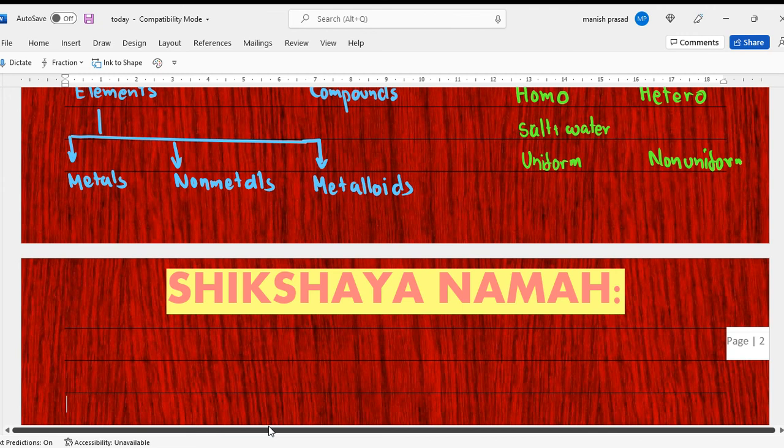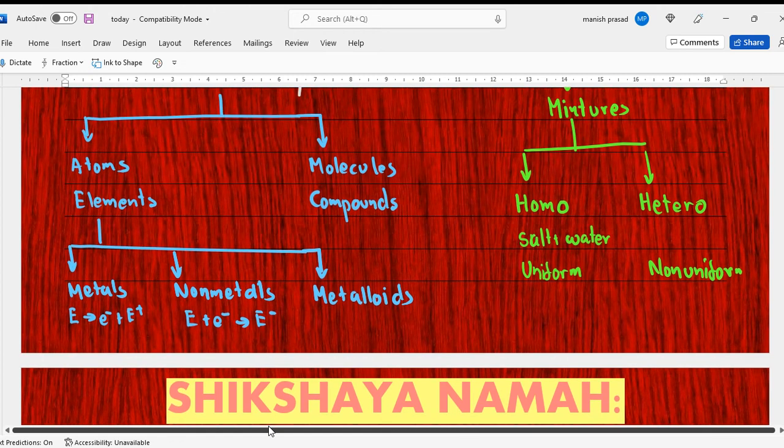Metals are substances, I'll give you the main definition: any element that can lose electrons to become positively charged is a metal. Non-metal: any substance which has the ability to gain an electron and become negatively charged is a non-metal. And any substance which has properties between those of metals and non-metals is known as a metalloid. And let's try to squeeze compounds here also.